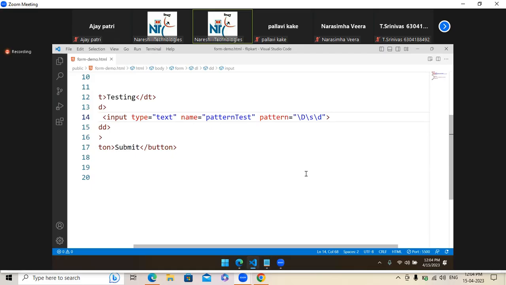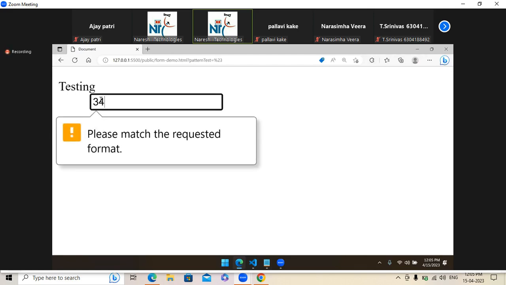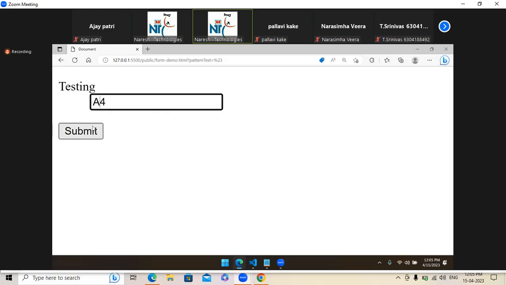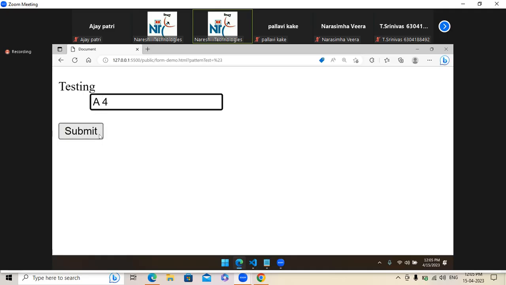This means it starts with a non-numeric. \D, uppercase, means non-numeric. It starts with a non-numeric, after that a space, and a compulsory numeric number. That means the first character cannot be a number. It's not working. The first character must be non-numeric. Non-numeric, some A, and submit. It's not working because there must be a space. Now it is working.